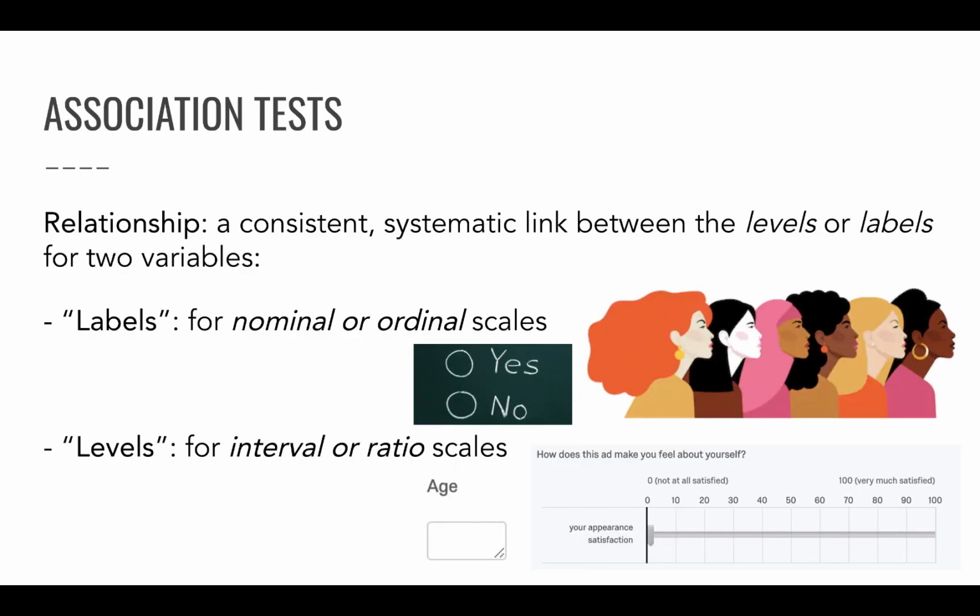So association tests really look at the relationship between two variables. Now, we either look at the relationship between different levels of that variable or between different labels of those variables. The word labels we use when we refer to nominal or ordinal variables. The word levels we use when we refer to interval or ratio scaled variables.